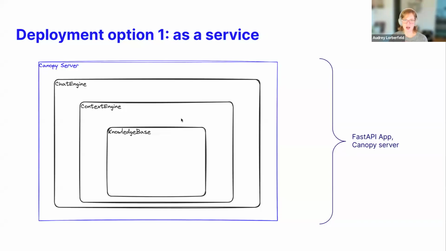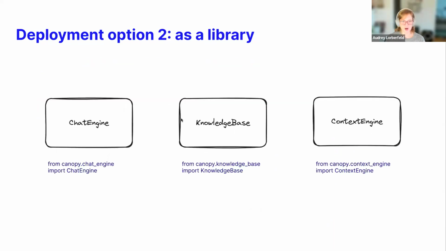So there are two ways to deploy Canopy. One is as a service. So Canopy comes with its own server. Everything is wrapped in FastAPI decorators. It's written in Python, if I didn't mention that before. And basically within the Canopy server, you have the chat engine, the context engine, and the knowledge base. And then these modular parts can also be deployed as libraries. So you can use any of these items.